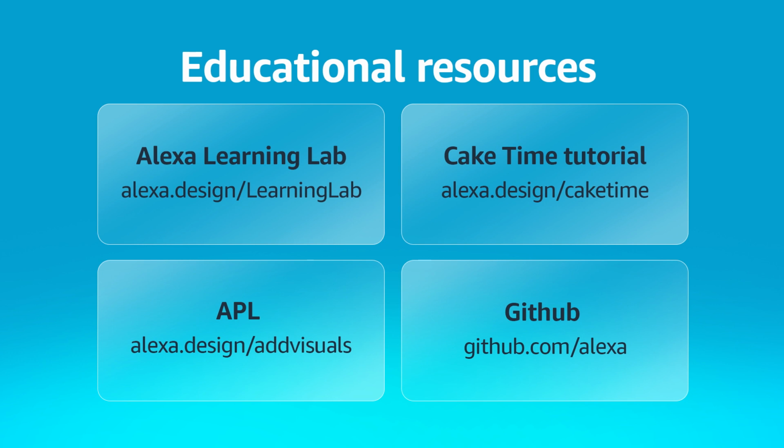In addition to that, we also have a tutorial called Cake Time. It walks you from start to finish through building your very first skill, and you learn a lot of valuable lessons along the way. Finally, we have a ton of resources available on our GitHub. It's at github.com/Alexa. And there you'll find not only the code for our SDKs, but also sample code for all sorts of different projects you might be thinking about. It's a really great way to see a bunch of code that's already been written and understand how those developers were able to build those skills.